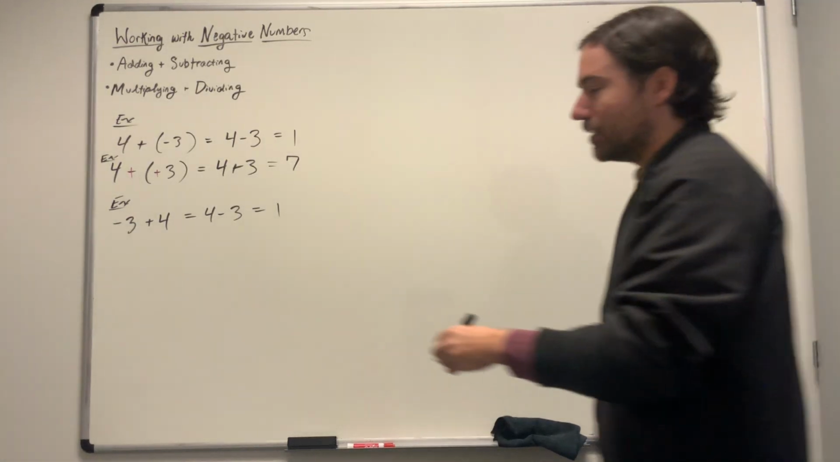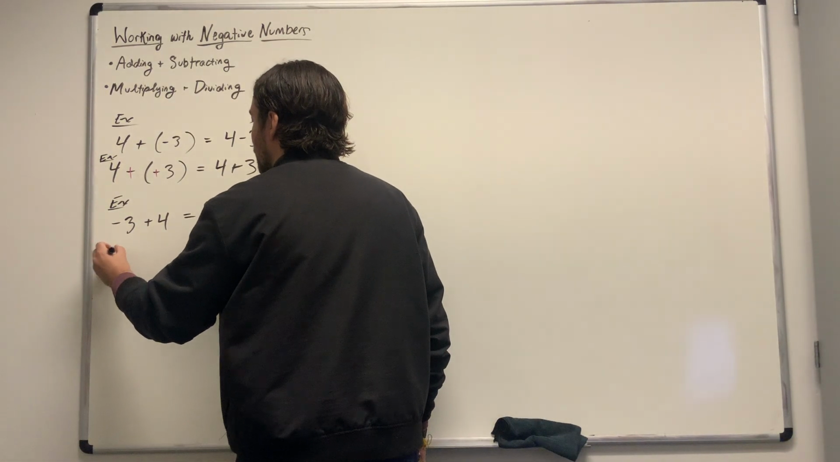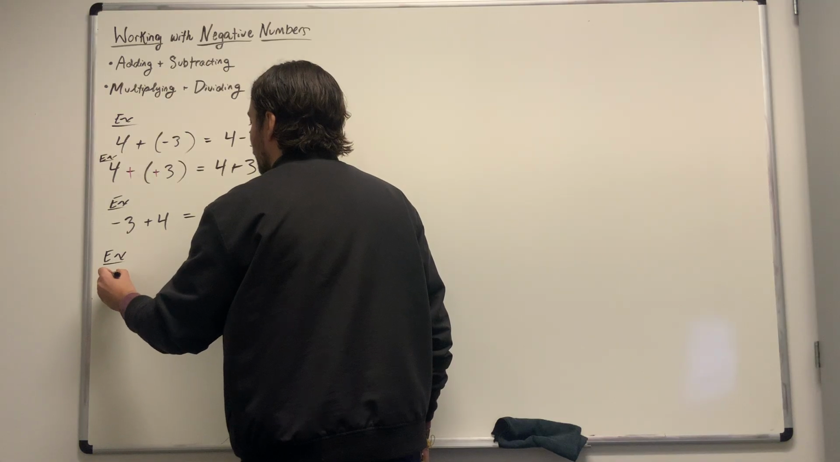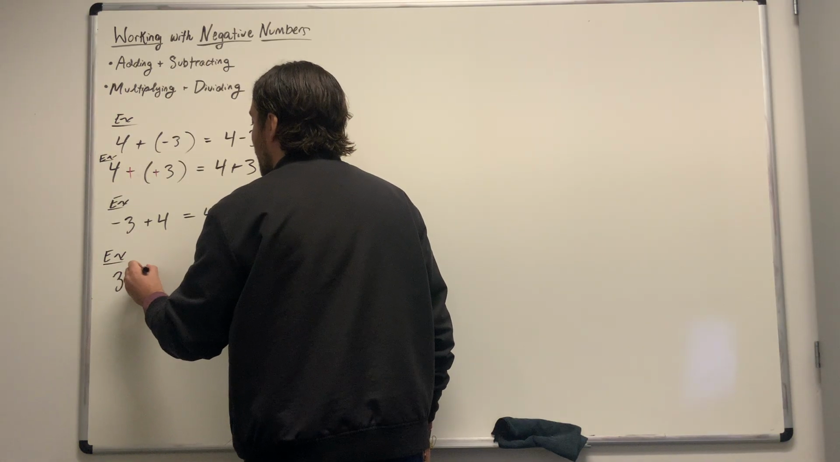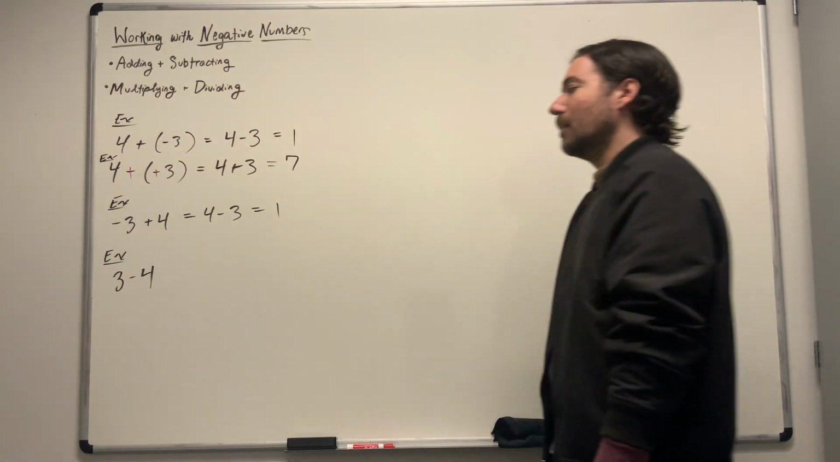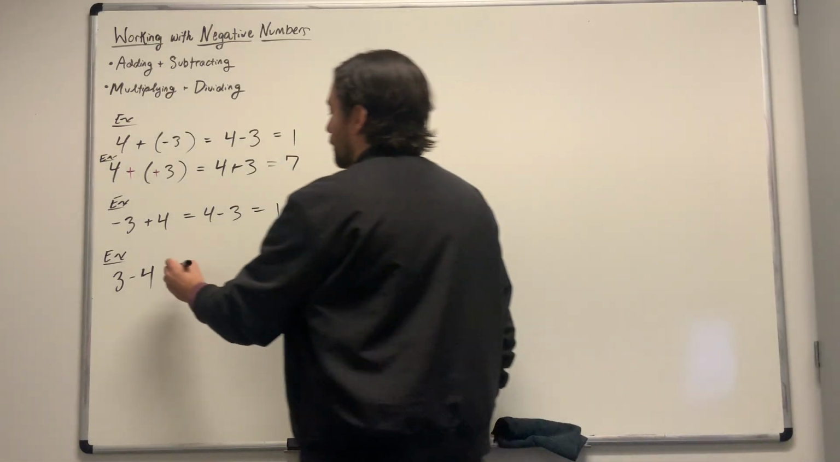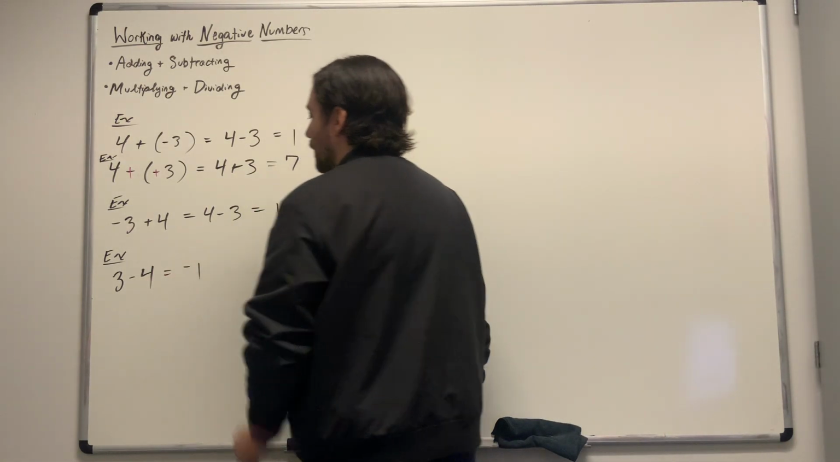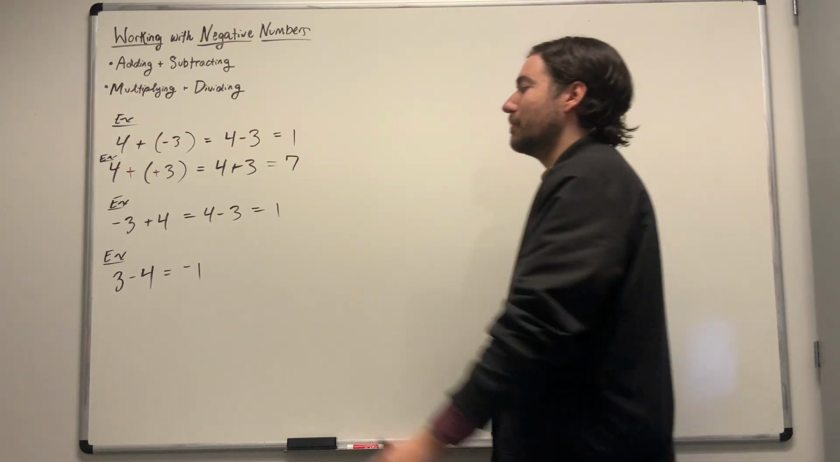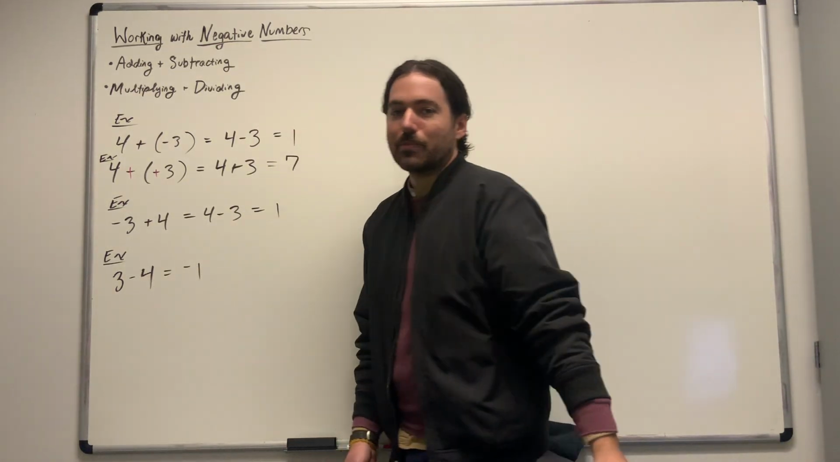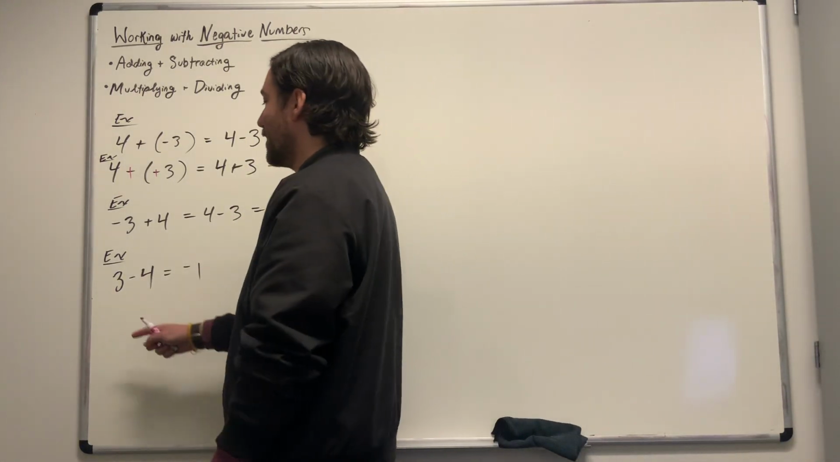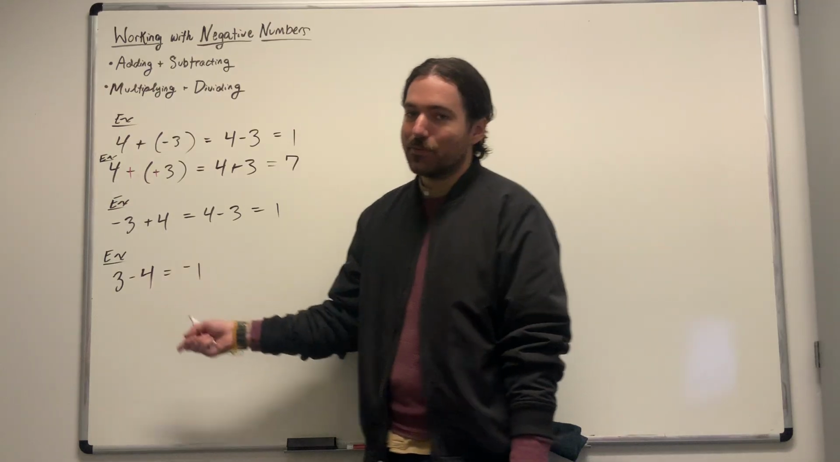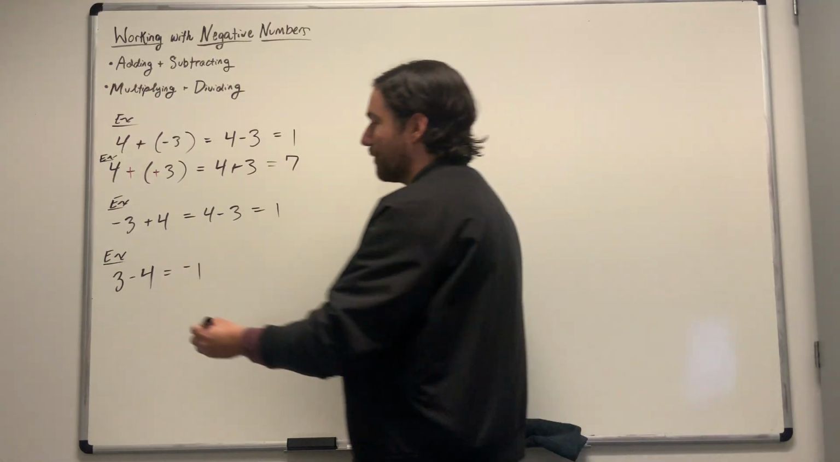But let's say this isn't necessarily working with a negative number, but the result is a negative number, 3 minus 4. 3 minus 4, this result would be negative 1. We're subtracting a number that's larger than the number that we're subtracting from. Or we can imagine we have like $3 and then we spend $4. We'll be $1 in debt.